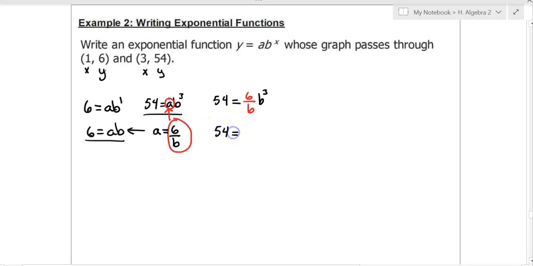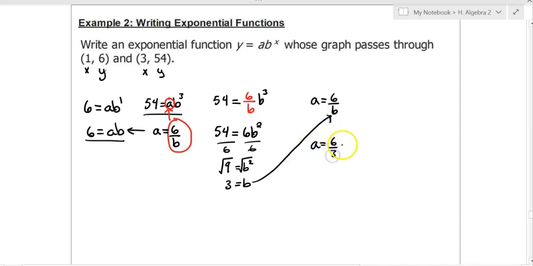So you have 6, and then when you have this b cubed over the b, that makes b squared. All right, and so from there we can divide by 6. We get 9 equals b squared, and we're going to square root. When we square root the 9, normally we get plus minus 3, but in an exponential function, part of the definition is that this b value must be positive, so we only use the positive 3. Now that I know b, I can go back into the equation, a equals 6 over b, and substitute the 3 in right there. So a is 6 over 3, which means a is 2. So my equation is y equals 2 times 3 to the x.